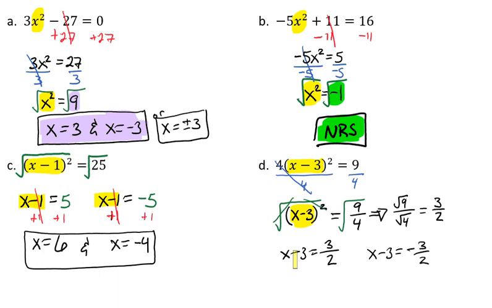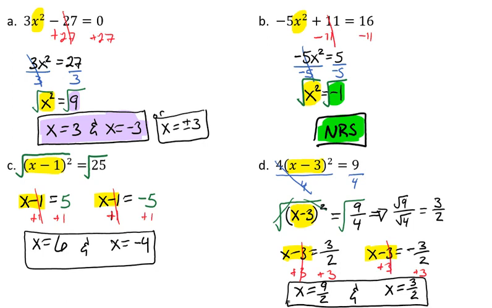So again, here are our x minus 3's. From here, we will add 3 to both sides, and we're going to use our calculator. That's going to give us a value of 9 over 2 in our calculator, 9 over 2. Then we're going to add 3 to both sides here, and that's going to give us a value of x equals 3 over 2. And so those are going to be our 2 solutions.